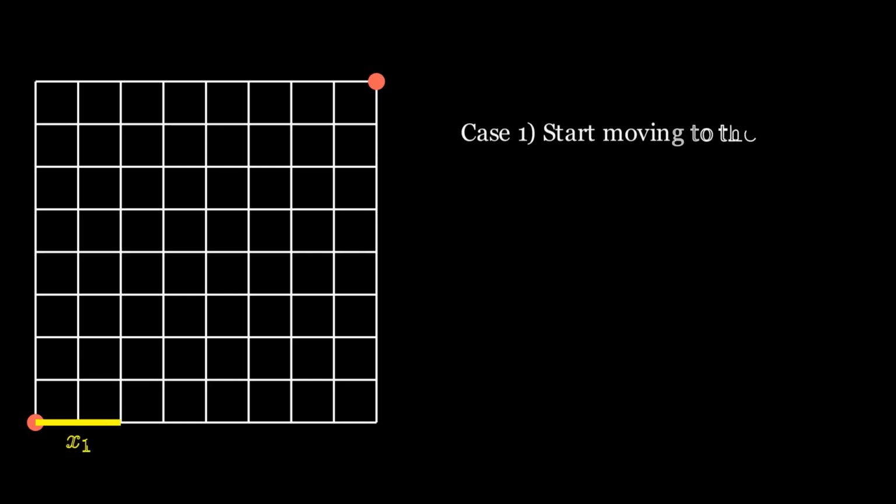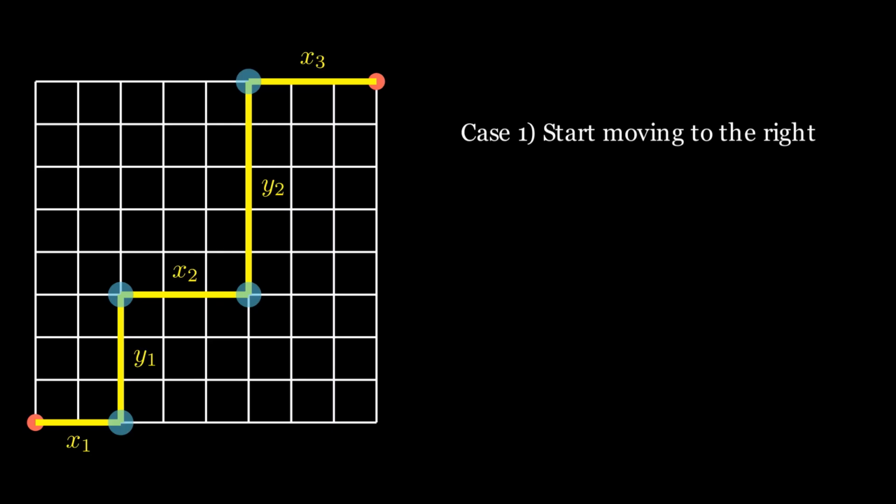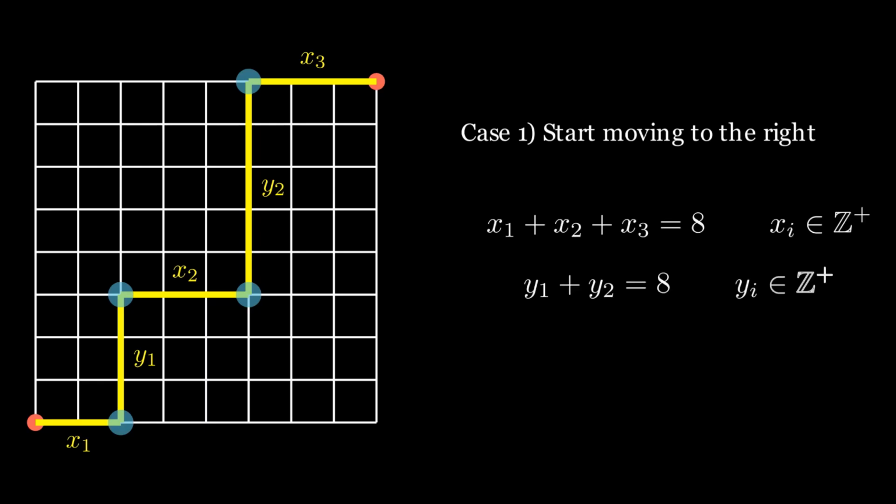Let's consider the first case where we start moving to the right. The first step is to break the grid movements into segments. We denote the segments of rightward movement as x1, x2, and x3, and the segments of upward movement as y1 and y2. From the constraints of the grid, we know that the sum of x1, x2, and x3 equals 8, and similarly, the sum of y1 and y2 also equals 8. This forms the basis of our calculation.